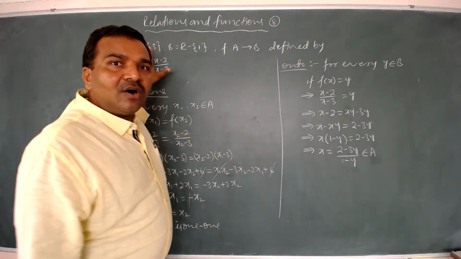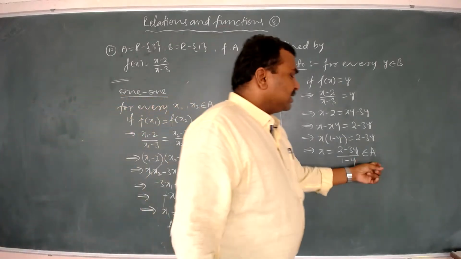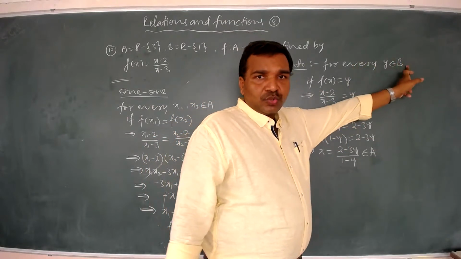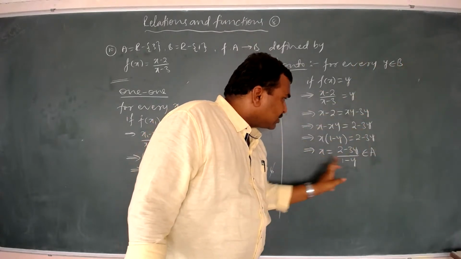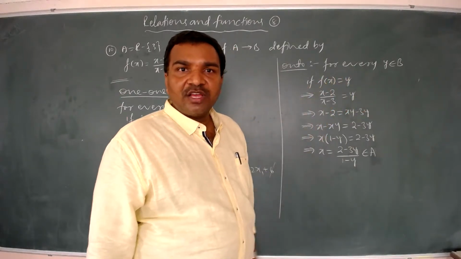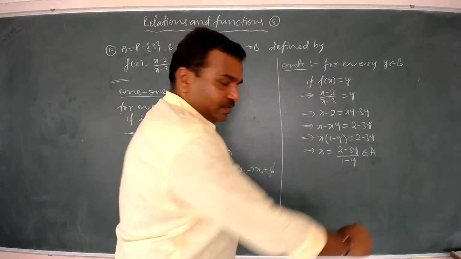What is A? R minus {3}. That is also a real number set only. So it belongs to A. So what is the conclusion? For every y belongs to codomain, there exists x belongs to domain such that f of x equal to y. Therefore, f is onto.